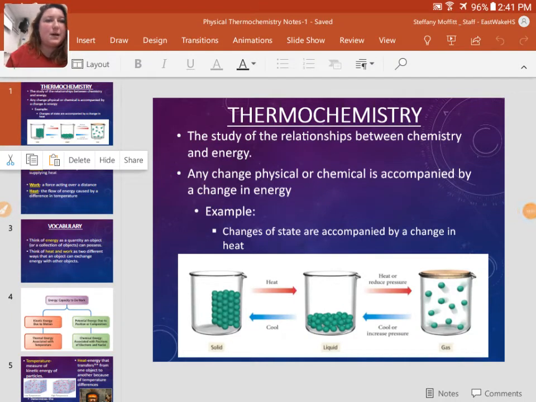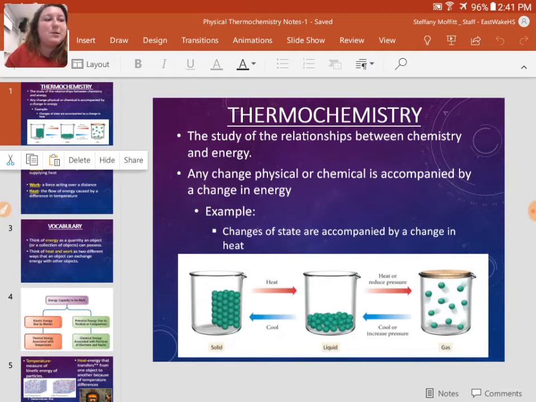Alright guys, we're going to be talking about physical thermochemistry today. We're going to go a little bit quicker just because you have watched the kinetic molecular theory notes before this. So, as you can see, we are in our room. So no dogs in this one.